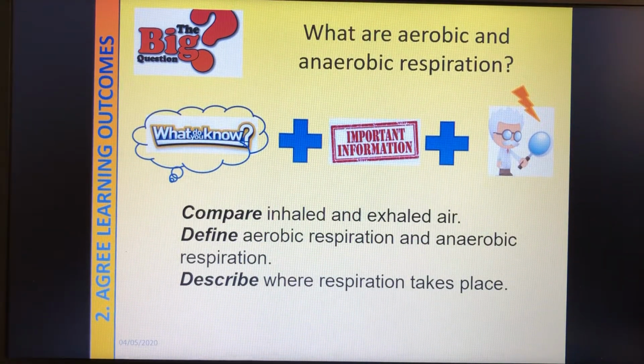Okay, here's our title for today. So writing our title and our date. What are aerobic and anaerobic respiration? We're writing that title down now, please. Okay, if you need any extra time, then pause now.